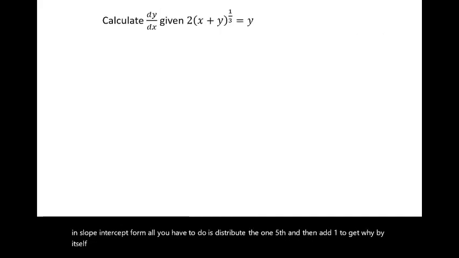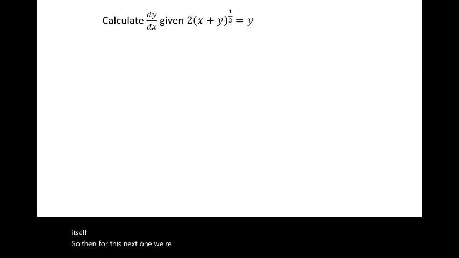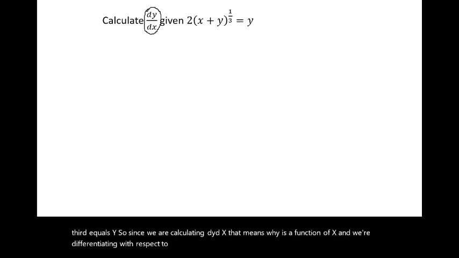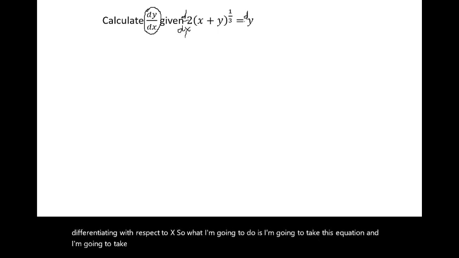So for this next one, we're going to be calculating dy/dx of 2 times (x plus y) to the 1/3 equals y. Since we are calculating dy/dx, that means y is a function of x, and we are differentiating with respect to x. So I'm going to take the derivative with respect to x of both sides.